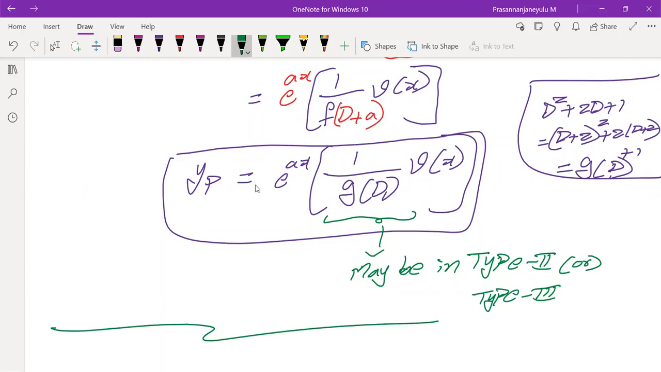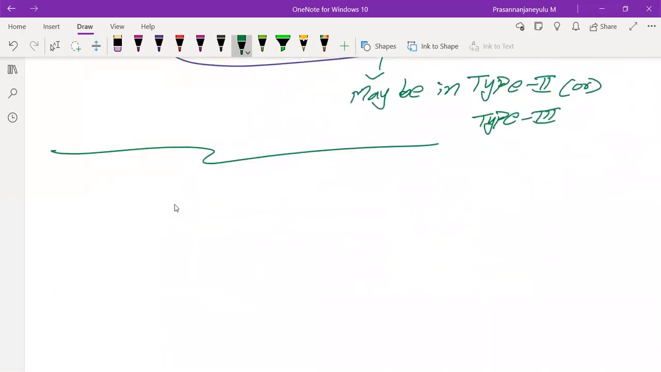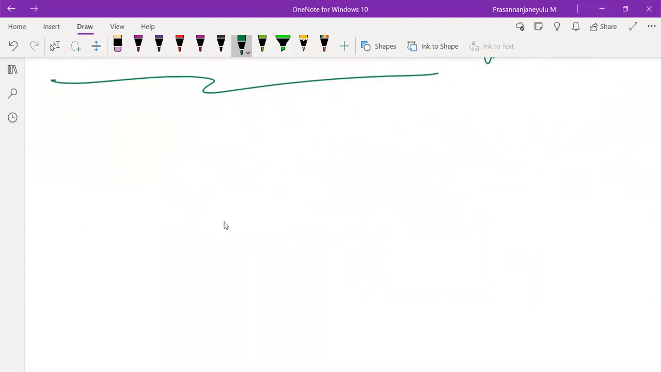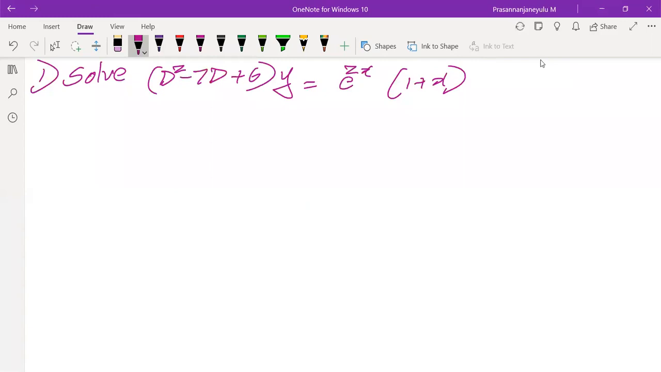This is the procedure. Now I'm going to discuss problems on this. For example, the first problem: is the procedure clear to everybody? So the next problem is given. Solve d square minus 7d plus 6 of y equals e power 2x into 1 plus x. It is in the form of which type? Type 4. So we have to start our problem as usual.